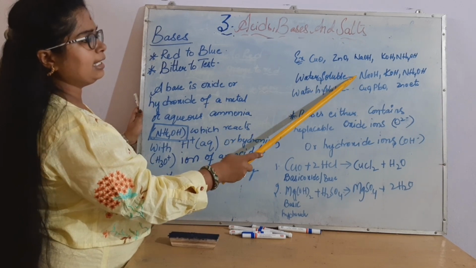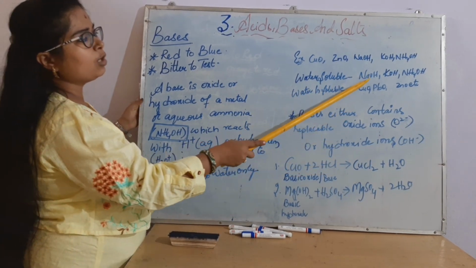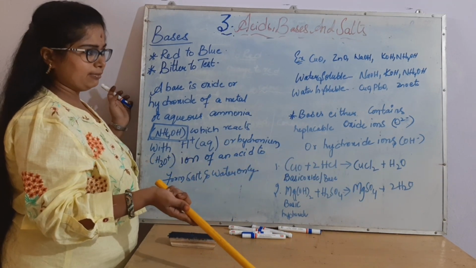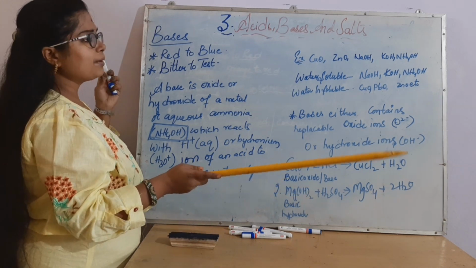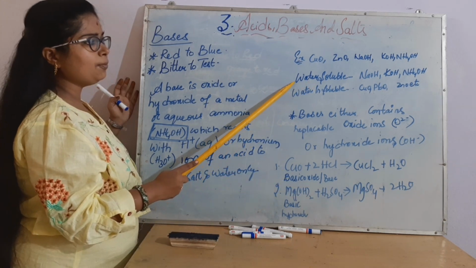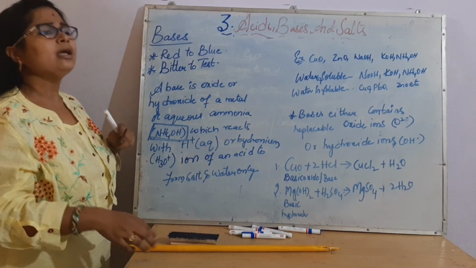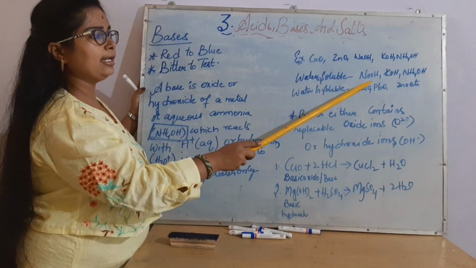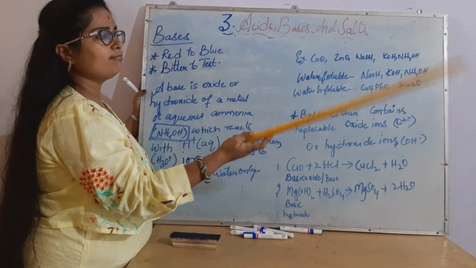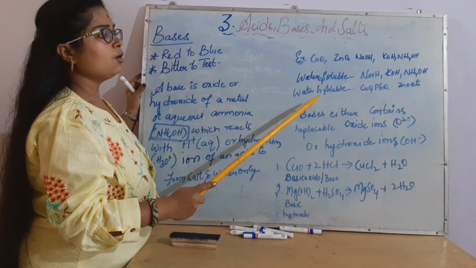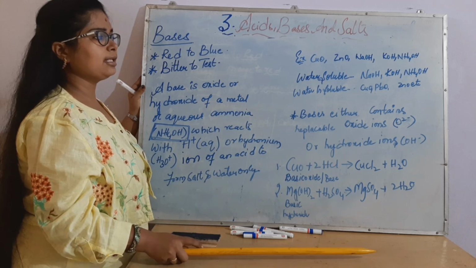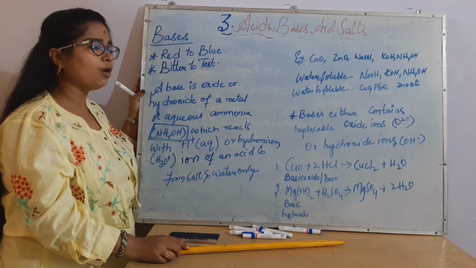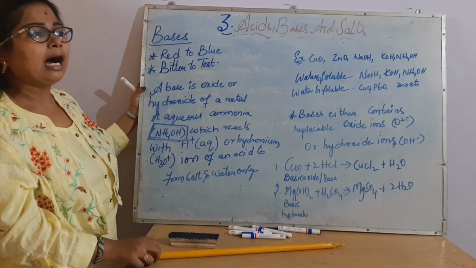In our syllabus, mostly it is the OH part that is covered. If OH is there, you can simply say that it is OH minus, and it is a base. Some bases are water soluble, but some are water insoluble. Water soluble ones mix with the water, and insoluble ones don't. For example, water soluble are NaOH, KOH, NH4OH. The bases which are soluble in water are called alkalis, isn't it?